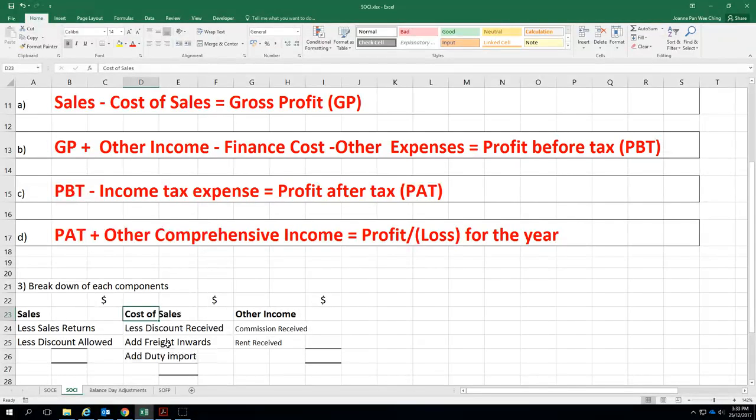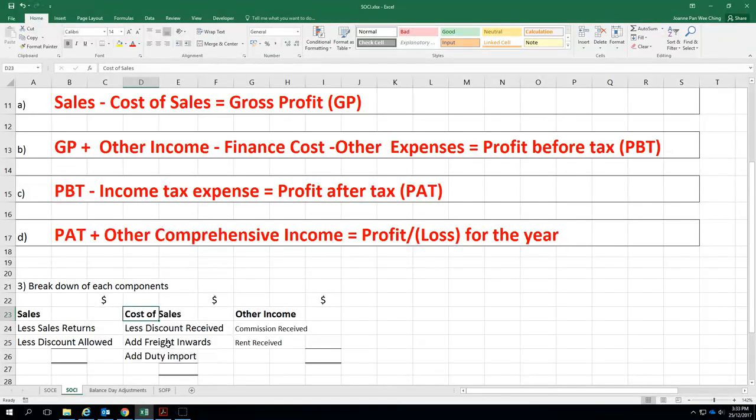So if we hear the word carefully, what we understand is that for a business who provides service, there would not be cost of sales. Why? Because there is no goods involved. So when there is no goods involved, there won't be cost of sales, and there won't be any gross profit. When trading businesses buy and sell goods, they would have sales and cost of sales. So the first equation is to find gross profit for trading business.